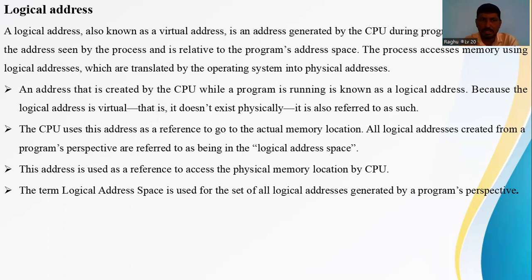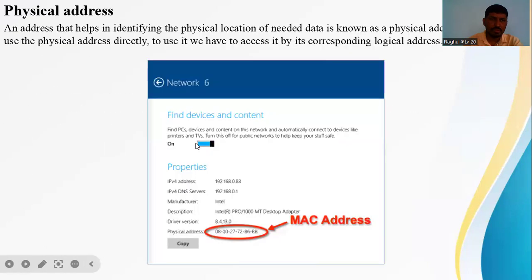In this, the CPU uses address references to reach the actual memory location. All logical addresses created from a program's perspective are referred to as being in the logical address space. So these addresses are used as references by the CPU to access the physical memory location. The logical address space is the set of all the logical addresses generated by the program. On that basis, we can go for the physical address.